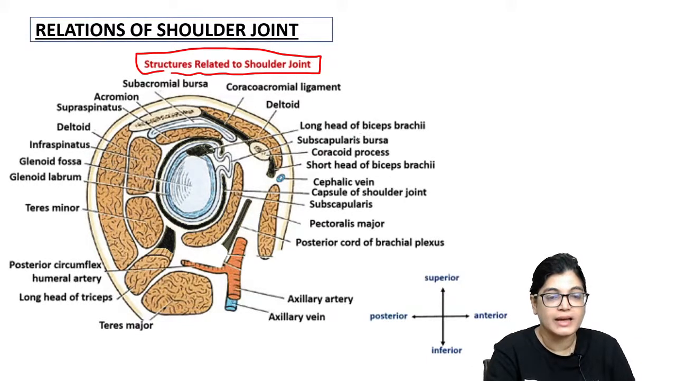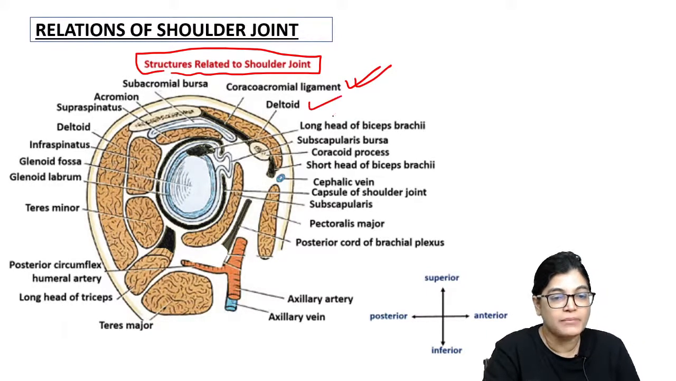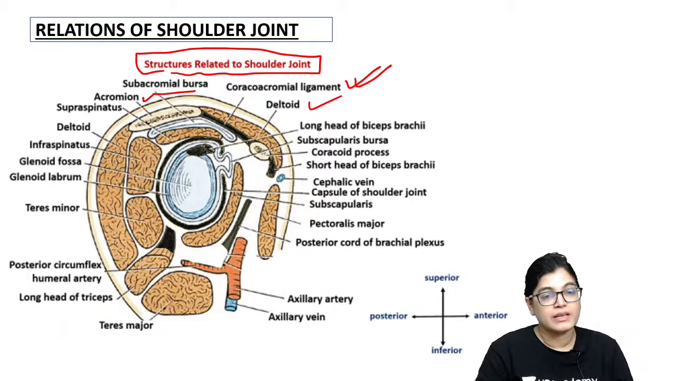Superiorly it has the coracoacromial ligament, deltoid, subacromial bursa and the acromial process. These structures are lying on the superior aspect of the shoulder joint, as shown in the diagram.